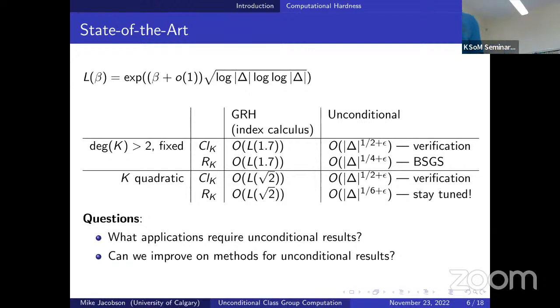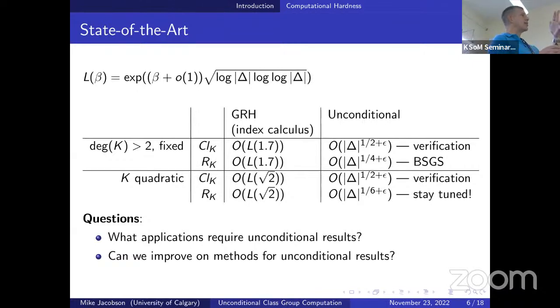So what's at the top here is the standard function that represents the running time of index calculus algorithms. We call this a sub-exponential complexity statement. The function is basically e to some constant times the square root of log delta times log delta. So it's kind of the order of e to the square root of log delta, right? And that's not quite exponential, right?